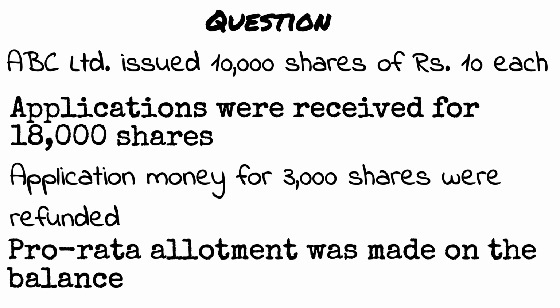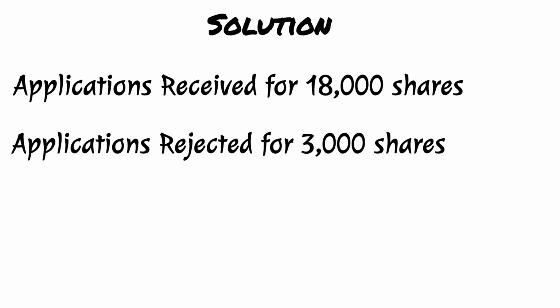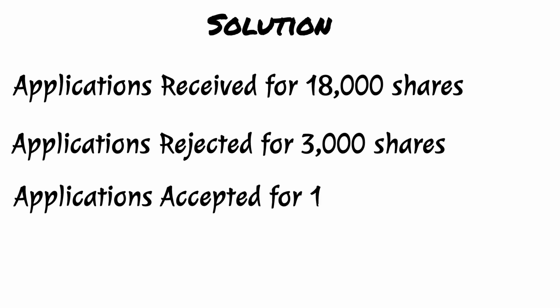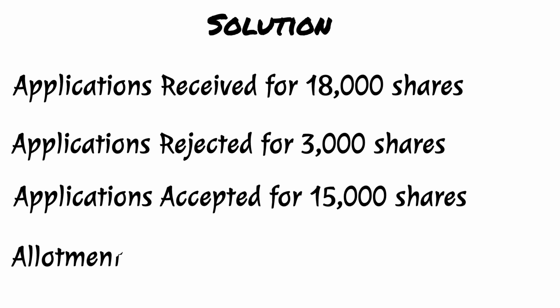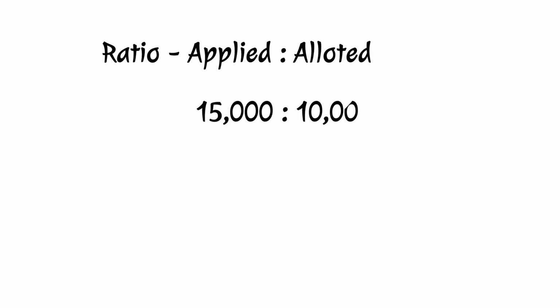First of all, let us look at the ratio of applied to allotted. Total applications were received for 18,000 shares, but applications were rejected for 3,000 shares, which means the company still has applications for 15,000 shares, but the company can allot only 10,000 shares. The ratio of applied to allotted: 15,000 shares were applied, 10,000 shares were allotted. So the ratio is 3:2. For every 3 shares applied, the company will allot 2 shares to the applicants.